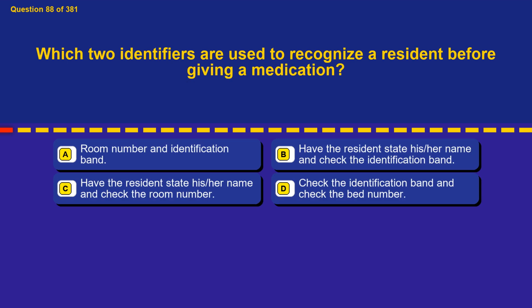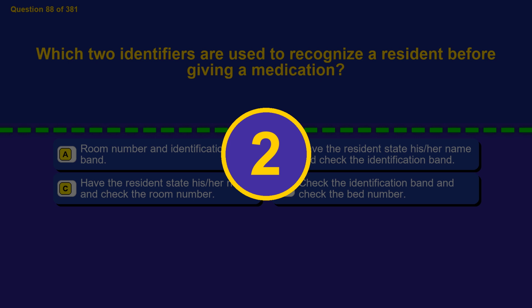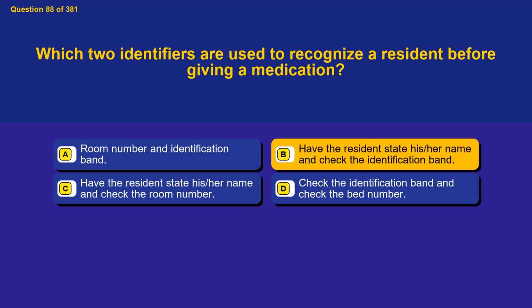Question 88. Which two identifiers are used to recognize a resident before giving a medication? Option A, a room number and identification band. Option B, have the resident state his/her name and check the identification band. Option C, have the resident state his/her name and check the room number. Option D, check the identification band and check the bed number. The correct answer is option B, have the resident state his/her name and check the identification band.